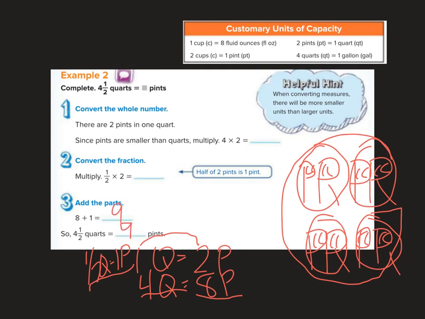Let's look at their work here. Since pints are smaller than quarts, we multiply 4 times 2 is 8, which we did right here. Then we multiply 1/2 by 2. 1/2 times 2 gives 2 over 2, or 1. Adding up our 8 and our 1, we get 9.